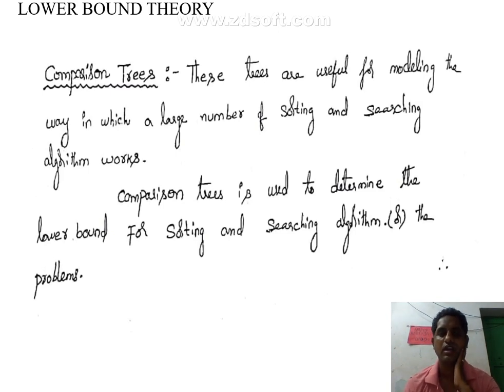The first one is the comparison trees. The trees are useful for modeling the way in which a large number of sorting and searching algorithms work, and for determining the complexity of sorting and searching. In searching, there is a complexity of omega of log n. In sorting, the complexity of omega of n log n.